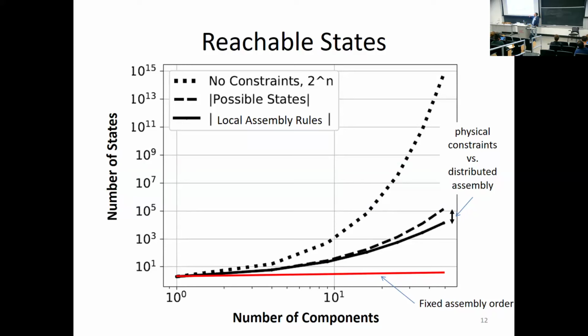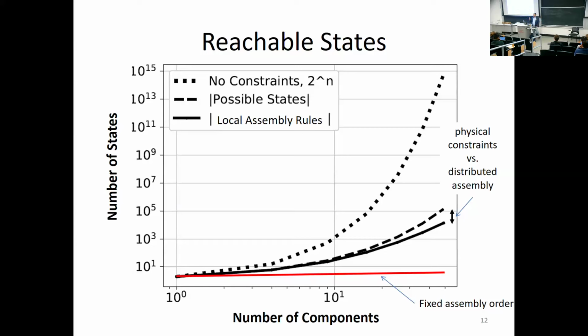There's only, if there are n pieces, then I can reach n to the n plus 1 states, like nothing, then all the partial assemblies. So what's interesting here is we can think about the number of states I can reach and what fraction of that is restricted from us because of physics. What part of that is restricted because we're just trying to use local distributed assembly without having global knowledge? And it's the gap between these two graphs.